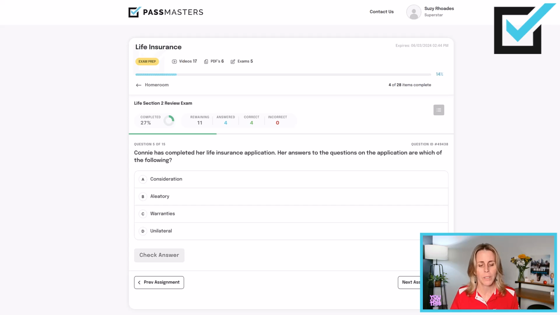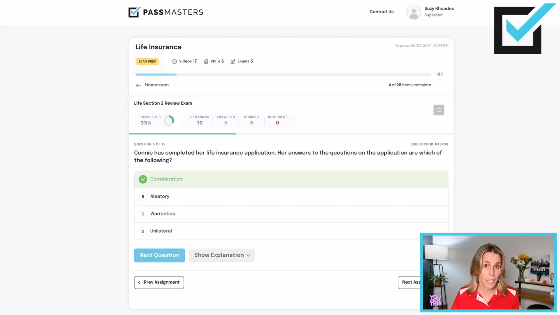Connie has completed her life insurance application. Her answers to the questions on the application are which of the following? Consideration, aleatory, warranties, unilateral. I wanted representation to be the answer, but that's not there. It is part of her consideration: her premium payment and the answers to the questions on the application. The consideration of the insured.